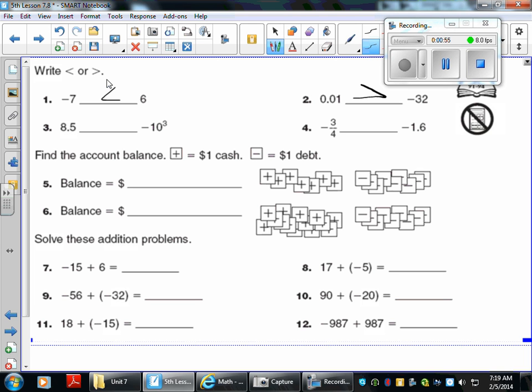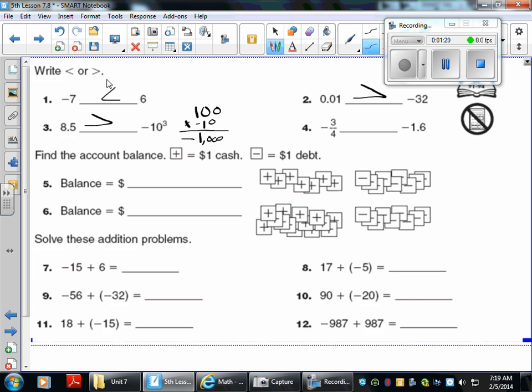For number 3, they have 8.5 and negative 10 to the third. Well, if I do negative 10 to the third, negative 10 times negative 10 will give me a positive 100. But multiplying that by another negative 10 will give me negative 1,000. So in this case, 8.5 is larger. A negative times a negative would give you a positive, but in this case we have multiplied 3 times, so it still gave us a negative.